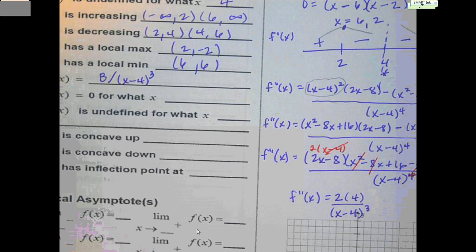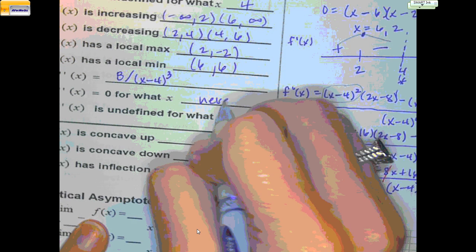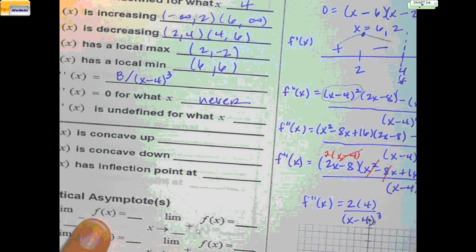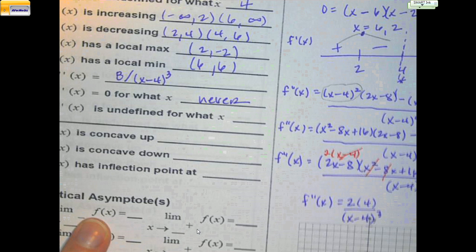It wants to know where the second derivative is 0. Is the numerator ever going to equal 0? Nope. So it doesn't. It wants to know where it's undefined. 4, still 4.